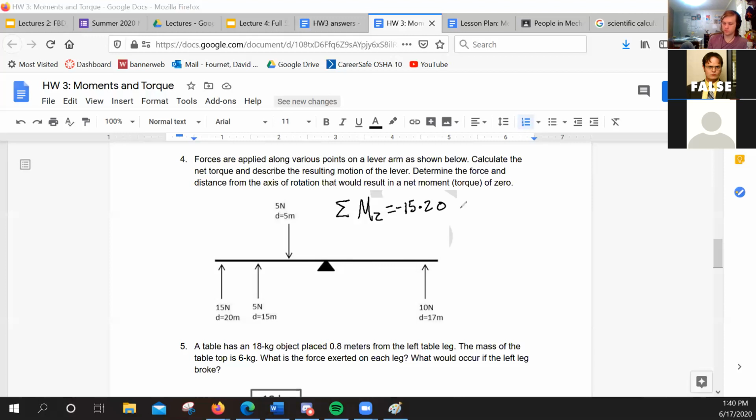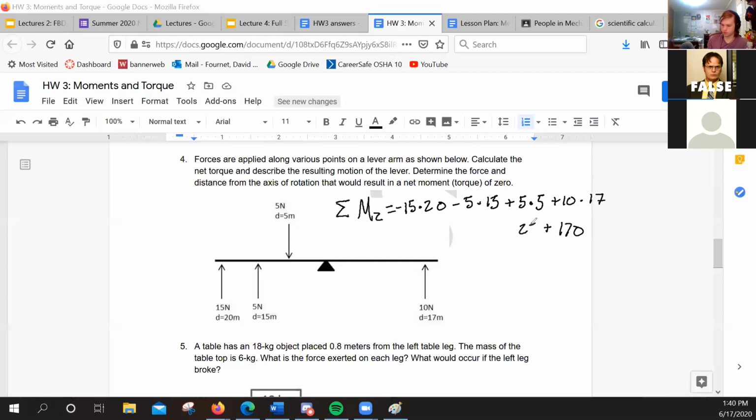Then you'd go negative 5 times 15. Then you'd go plus 5 times 5. Then you'd go plus 10 times 17. Perfect. And then if we just do that all out, let's see, we got 170 plus.